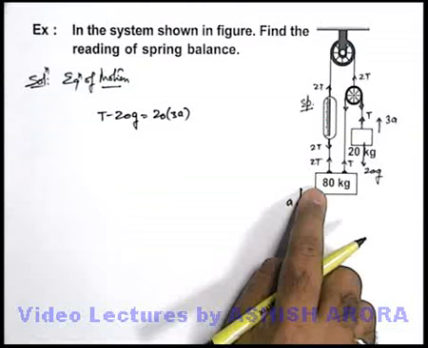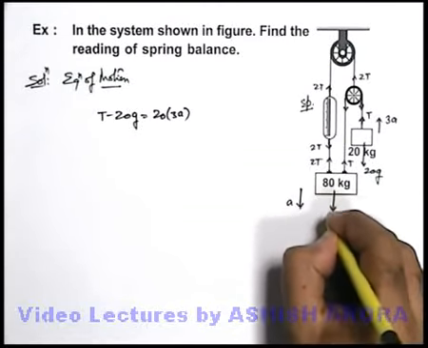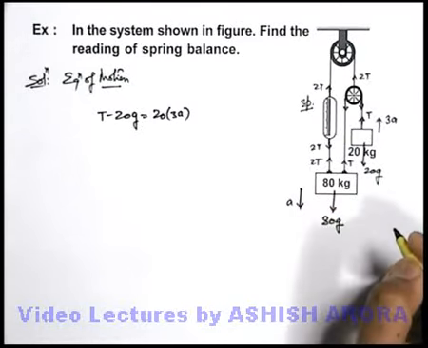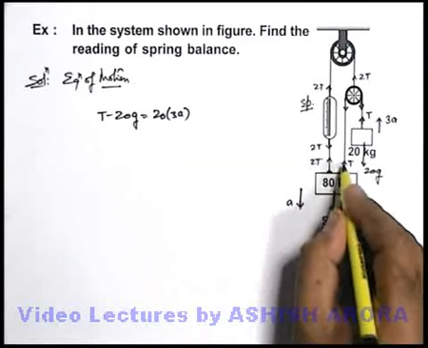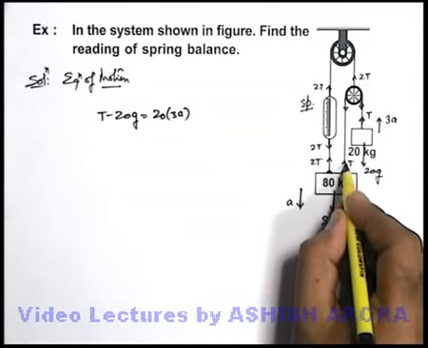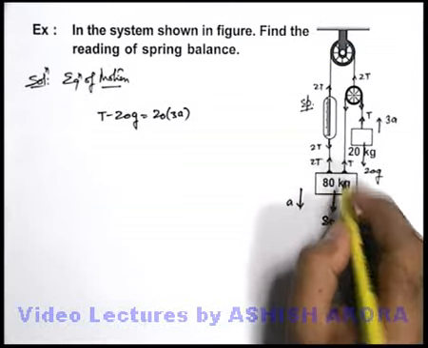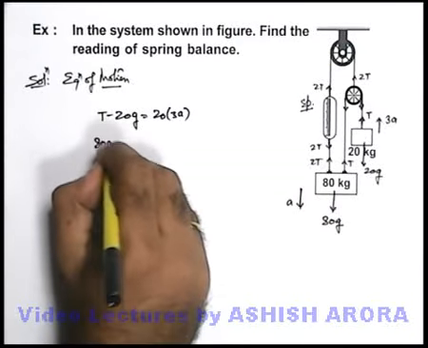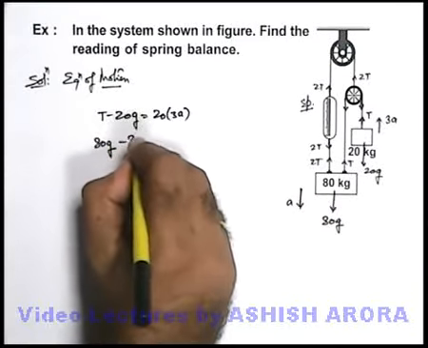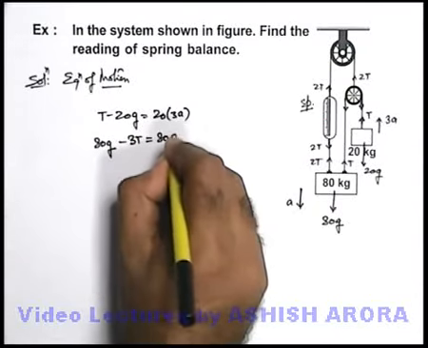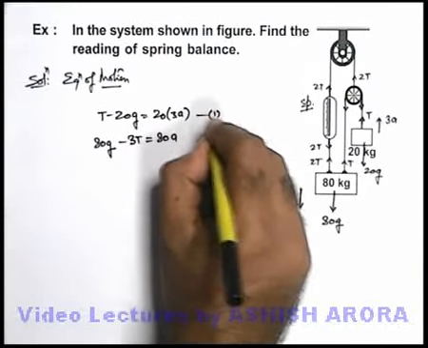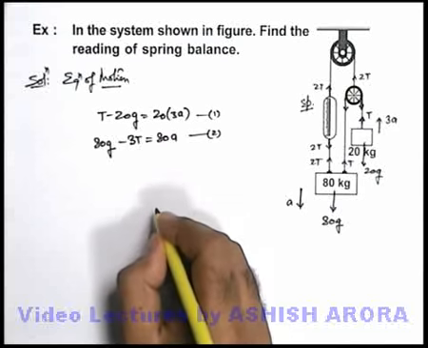For this 80 kg block, we can say it is experiencing its weight 80g in downward direction, and net upward force on this 80 kg block is 3T, 2T plus T. But in all it is coming down, so its equation of motion can be written as 80g minus 3T is equal to 80a. These are the two equations of motion we are having.